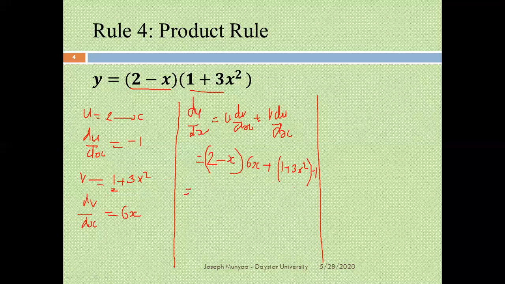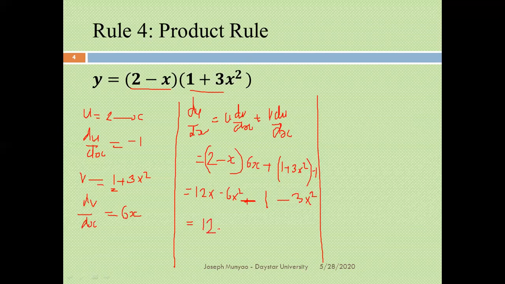So when you simplify that, it gives you 12x minus 6x squared plus, not plus, but minus, because of the minus 1 outside, minus 1, then minus 3x squared. When you collect the like terms, you get 12x minus 9x squared minus 1. So that is the answer.